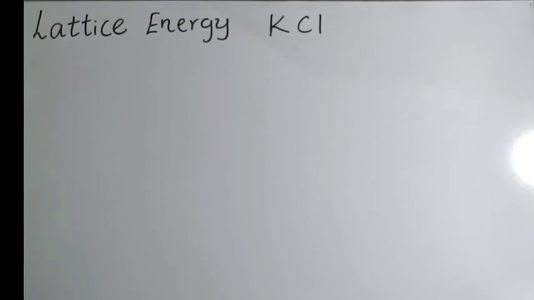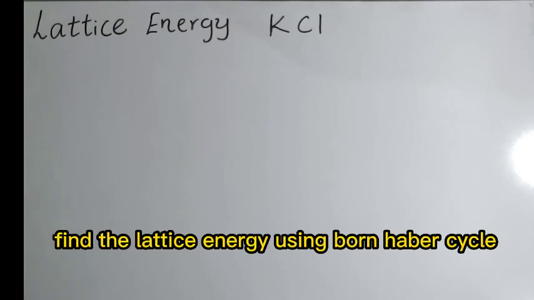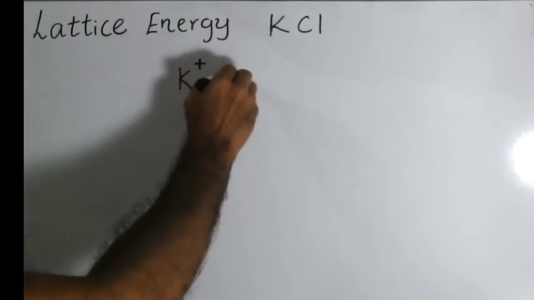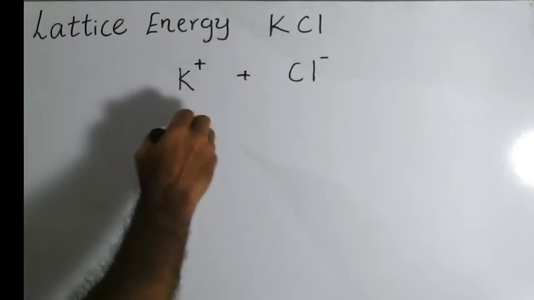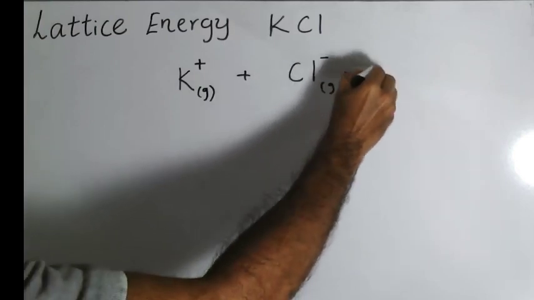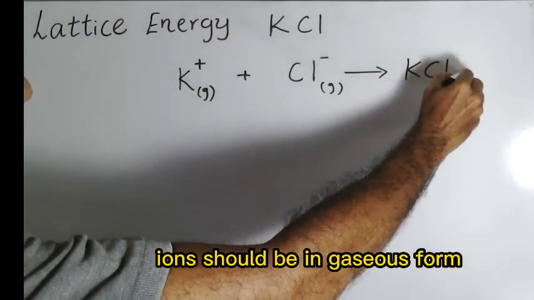In this lesson, I am going to describe lattice energy for potassium chloride and how to derive the Born-Haber cycle, and using that, how to calculate the standard enthalpy for lattice energy. We first consider the definition for potassium chloride involving lattice energy. We have to use potassium ion and chloride ion. The important thing is these should be in gaseous form, and then it will form solid potassium chloride.